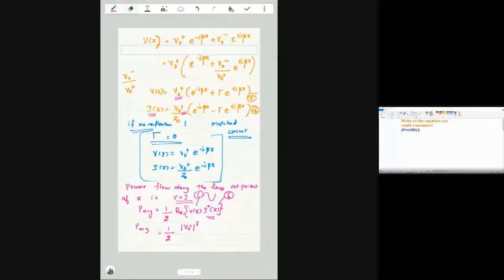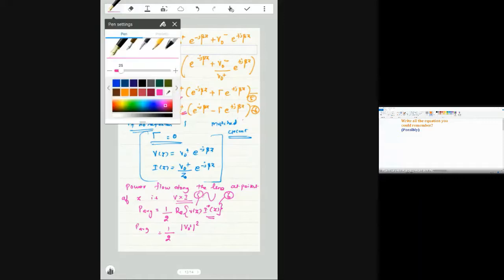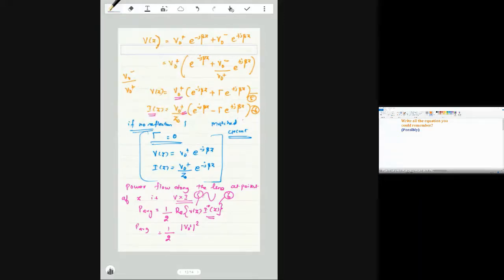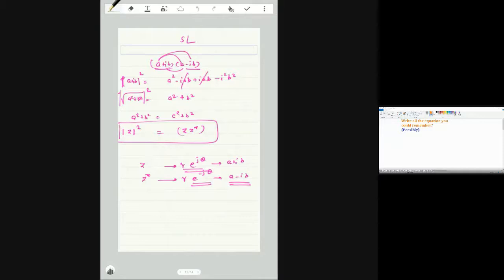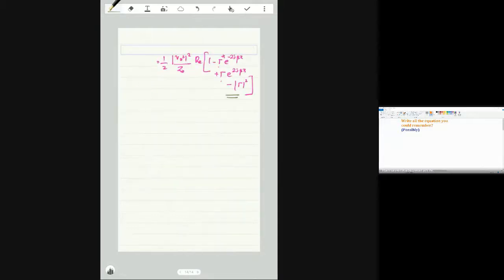Let me take another color. When you take, for example, this plus gamma and multiply it with this, it is already conjugated, so it becomes a plus. So gamma e power 2j beta z, and 1. How did you get 1? When you multiply e power minus j beta z and e power plus j beta z, it becomes 1. I think it is straightforward. You will get the same results whatever I've written here.